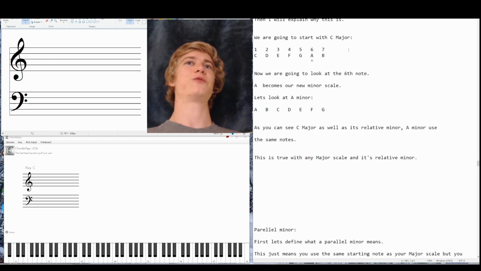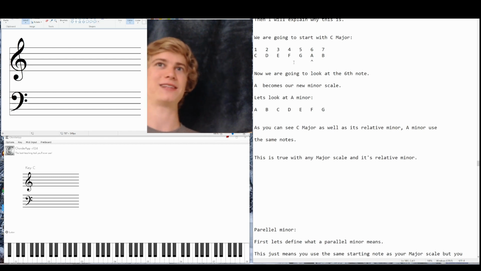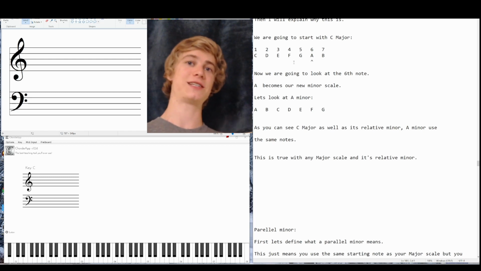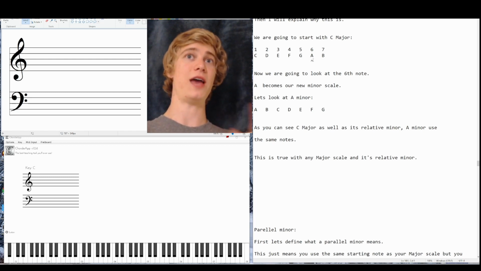Okay, we're going to start with C major. As you can see, here are the notes in C major. You see no sharps, you see no flats. So we're going to look at the sixth note. We have the note A. So now what we're going to do is take the same progression of notes and start on A and make the same progression of notes, just starting and ending on A instead of starting and ending on C. Okay, so let's look what happens.